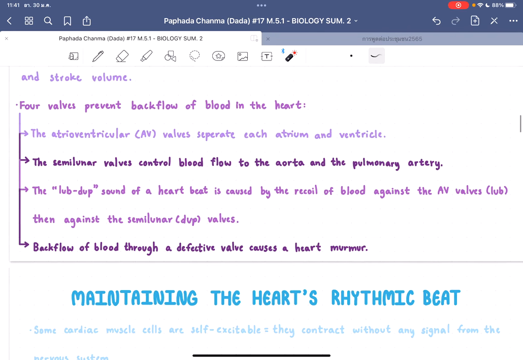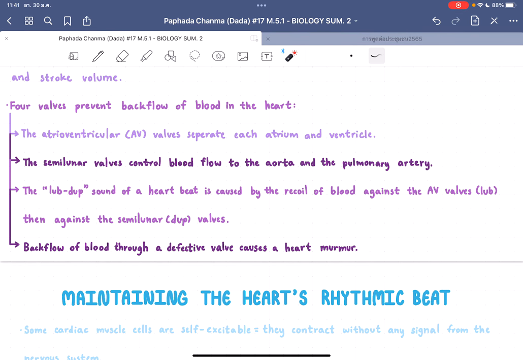Four valves prevent backflow of blood in the heart. The atrioventricular, or AV, valves separate each atrium and ventricle. The semilunar valves control blood flow to the aorta and the pulmonary artery. The lub-dup sound of a heartbeat is caused by the recoil of blood against the AV valves, then against the semilunar valves. When it hits the AV valve, it makes the lub sound, and when it hits the semilunar valve, it makes the dup sound. Backflow of blood through a defective valve causes a heart murmur.